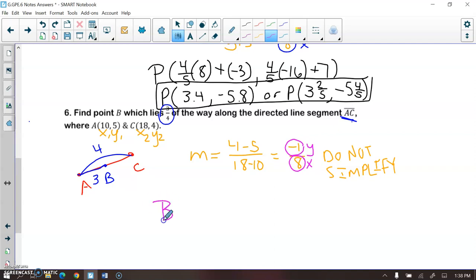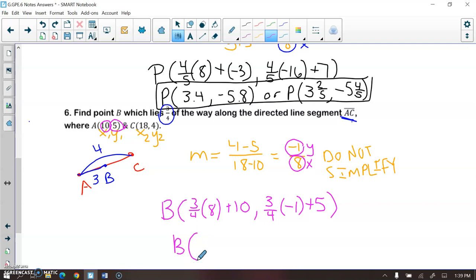To find point B, I take my ratio, which is what was given to us, 3/4. I multiply it by my run, which is an 8. And I add it to the x value of my starting point. My starting point was A, so 10. For the y value, I take my ratio of 3/4, I multiply it by my rise, which is -1, and I add it to my y value of my starting point, which in this case is 5.